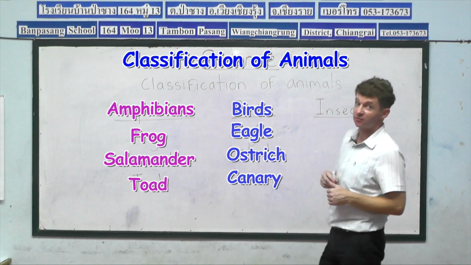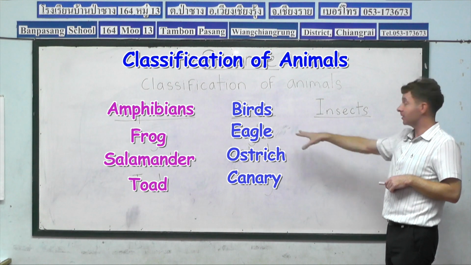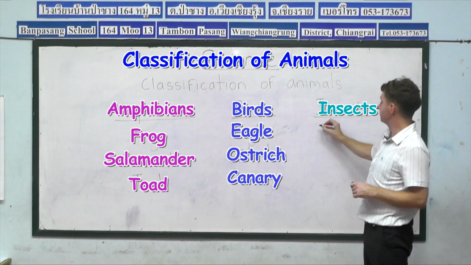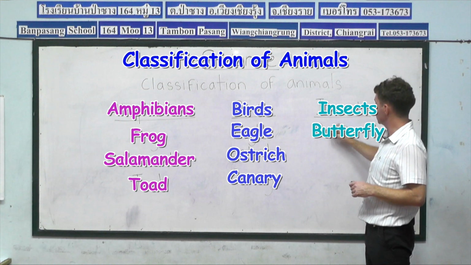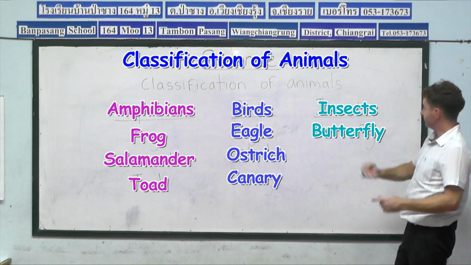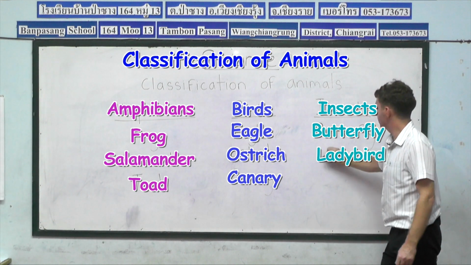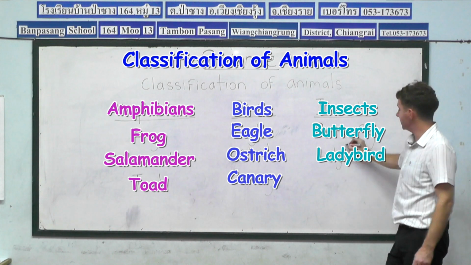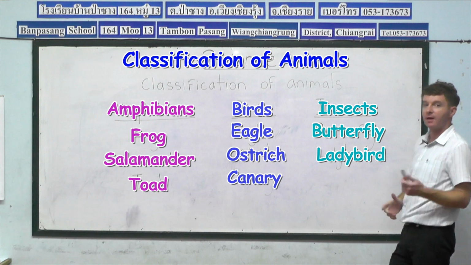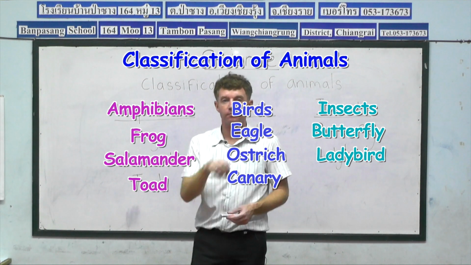So remember about butterfly. Even though butterfly has wings, it doesn't make it a bird because it shares the same characteristics that make it an insect. So butterfly, B-U-T-T-E-R-F-L-Y. And then we had ladybird. L-A-D-Y-B-I-R-D.